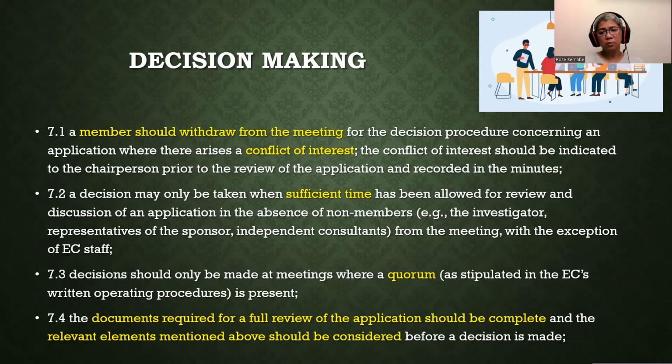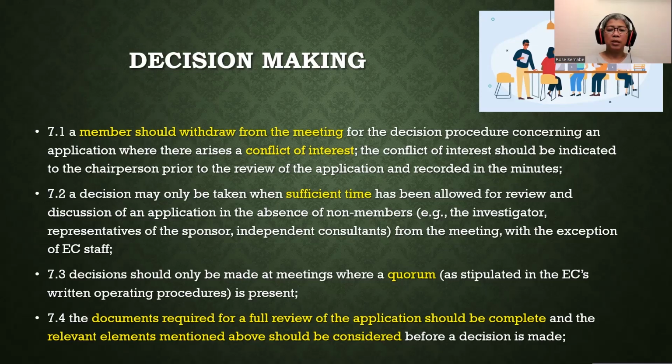Now, in the process of decision making, there are certain things that must be remembered. First, a member should withdraw from the meeting for the decision procedure concerning an application where there arises a conflict of interest. Right. So at the point of decision making, if a conflict of interest has been identified in relation to one of the members of the ethics committee, then this ethics committee member must withdraw from that meeting.